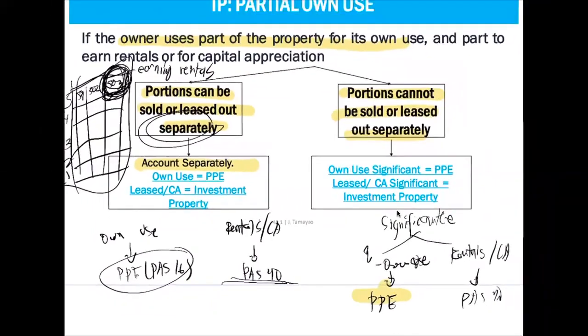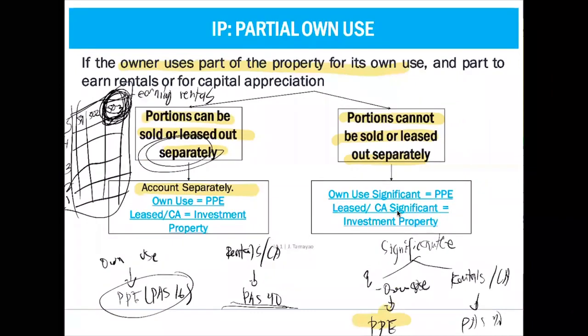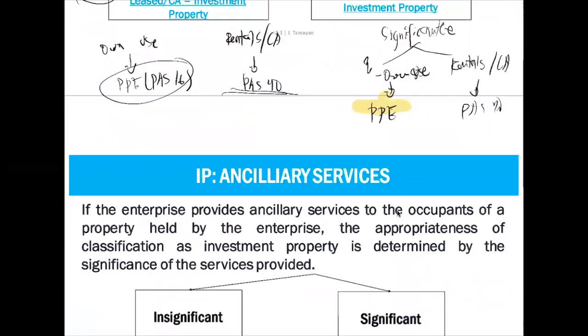Guys, ito wala mismo sa mga problems. Normally, it is for theoretical purposes only. So if ever there is partial own use, if you can separate the properties, then separate it. If you cannot separate the properties, test of significance. So anong percentage yung mas malaki? Is it the own use or is it the capital appreciation or rental? If own use, PPE. If rental or capital appreciation, then you use PAS 40.